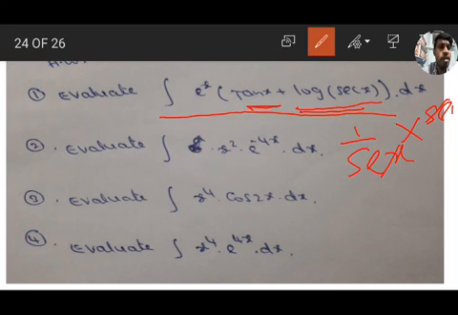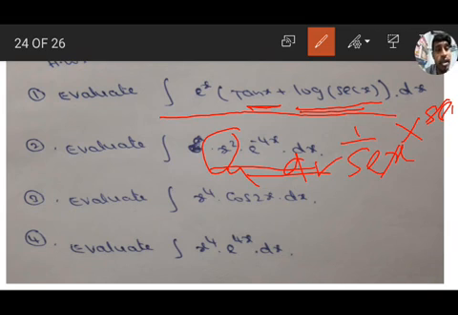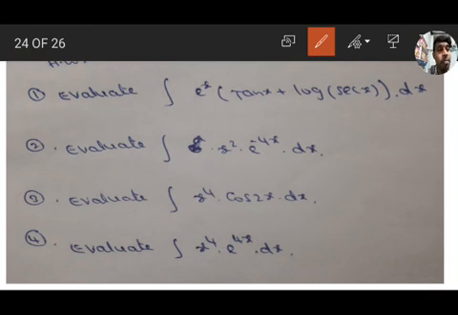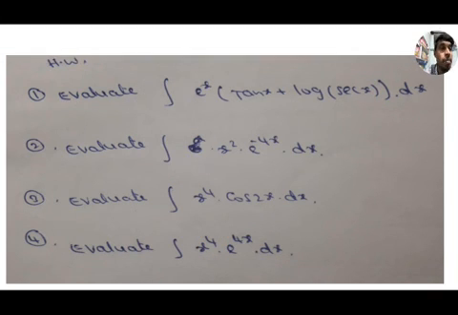Next, second problem: evaluate the integral of x square into e to the power of 4x dx, where x square is u and e to the power of 4x is dv. Next, evaluate the integral of x to the power of 4 into cos 2x dx, where x to the power of 4 is u and cos 2x dx is dv. Evaluate the integral of x to the power of 4 into e to the power of 4x dx, where it is u and it is dv. Okay, do the homework problems and the exercise problems, and also homework from the textbook.